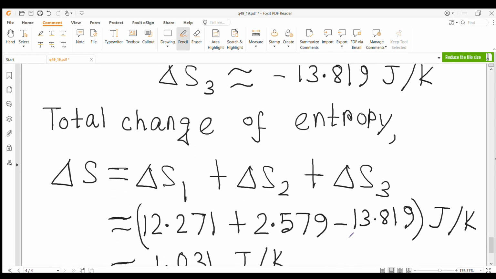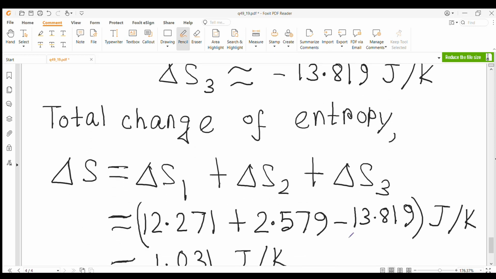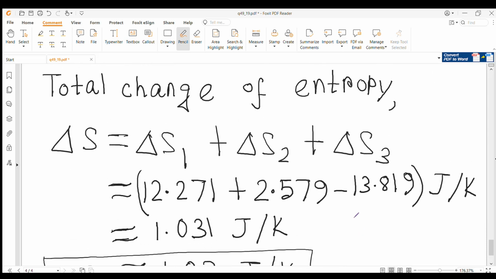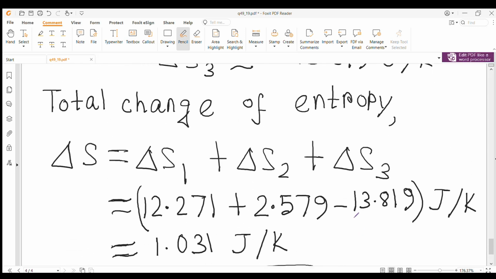So the total change of entropy delta S is equal to delta S1 plus delta S2 plus delta S3. Here delta S1 is equal to 12.271 joule per Kelvin, delta S2 is equal to 2.579 joule per Kelvin, and delta S3 is equal to minus 13.819 joule per Kelvin. So the total change of entropy is equal to 1.031 joule per Kelvin.